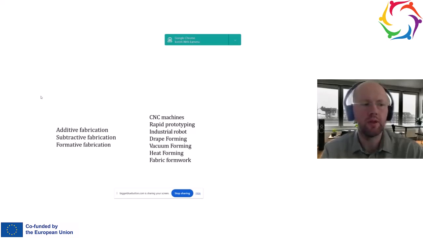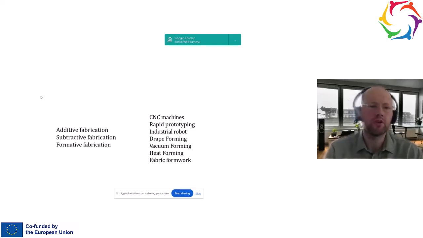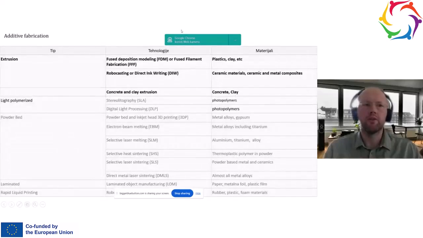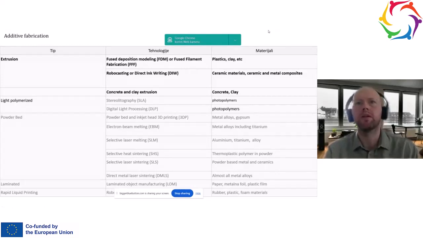Generally, there are a lot of fabrication tools, and all these tools can be categorized in three main categories: additive fabrication, subtractive fabrication, and formative fabrication. And within these categories, we can split into some smaller subcategories. Additive fabrication is probably one of the most popular among architects, especially for creating scale models with plastic extrusion.